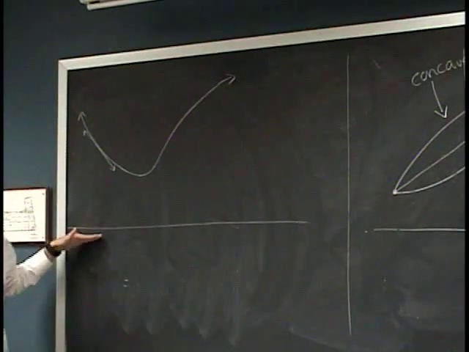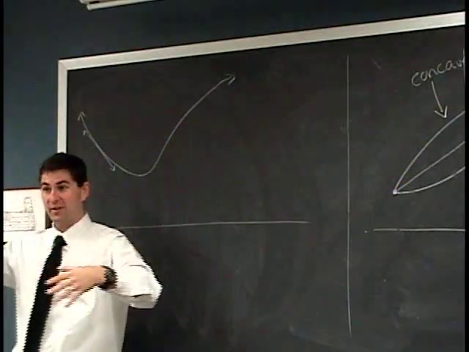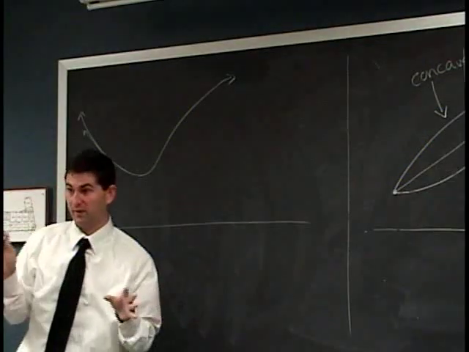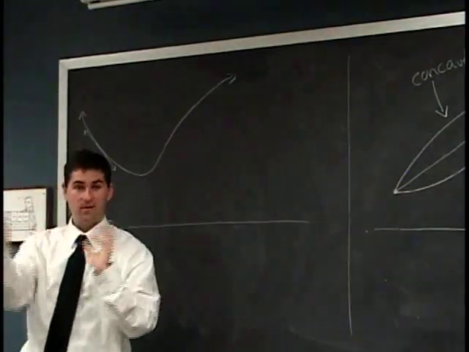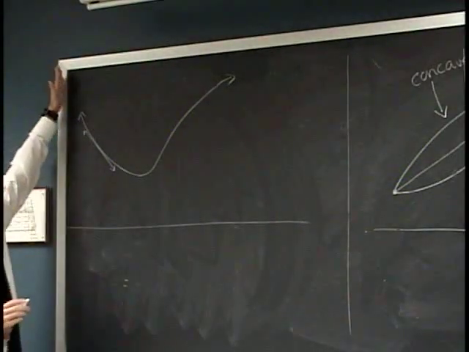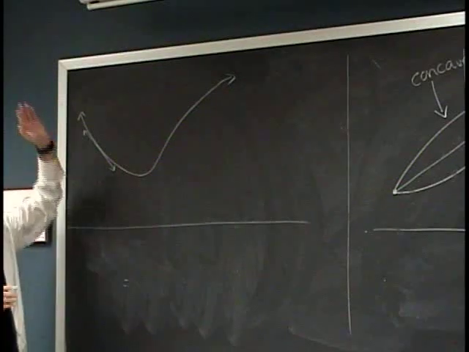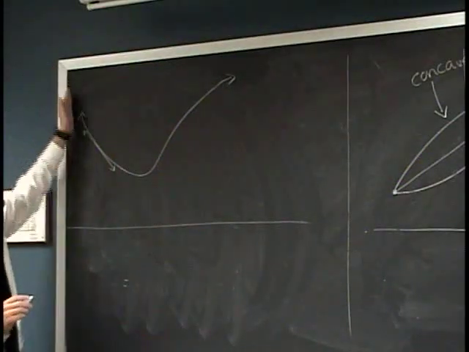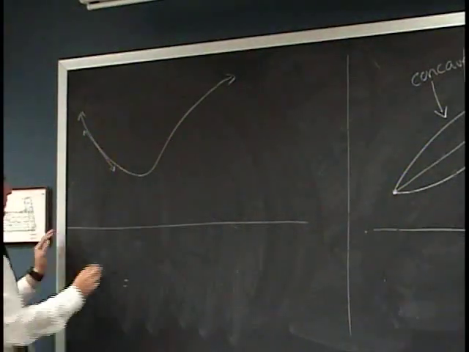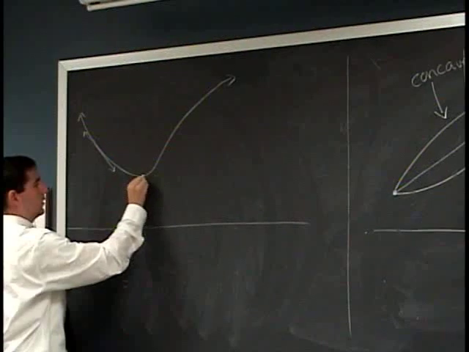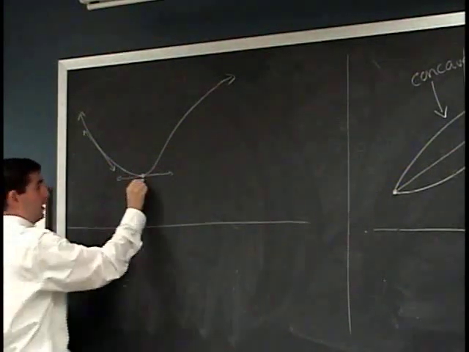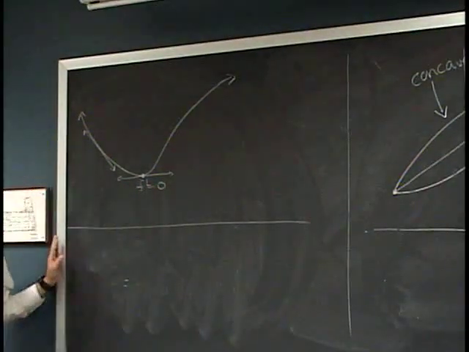Okay, this is to show you that they're not correlated. Just because the first derivative might be positive doesn't mean the second derivative is positive. Just because the first derivative is negative doesn't mean the second derivative is negative. These are independent things, almost. So here we know that it's a decreasing function because the first derivative is negative, but it's a concave up function, so the second derivative is positive. Now we get to the bottom. We have a horizontal tangent, so the derivative is zero at that point.